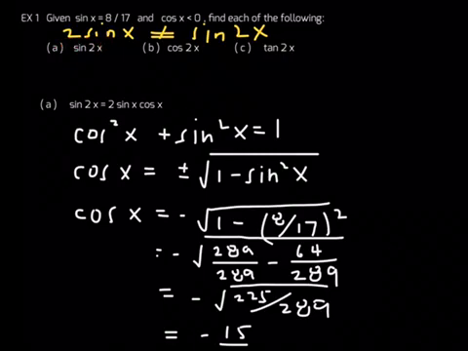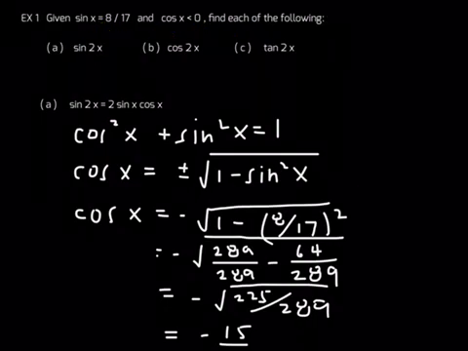So I bring this up because so many times students will just double that number 8/17 and think that's sine of 2x. It's not that straightforward. Okay, cool. Let's go for part B, cosine of 2x.